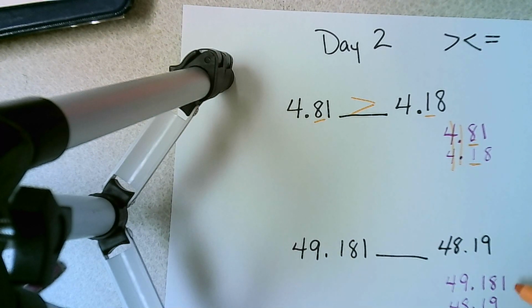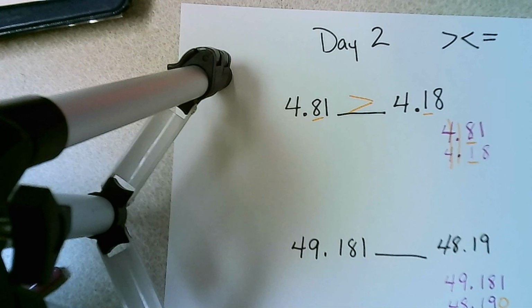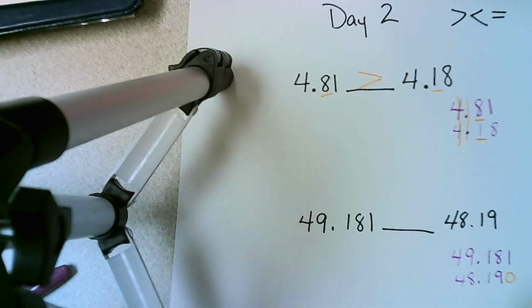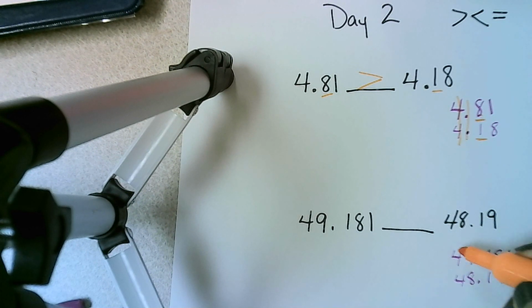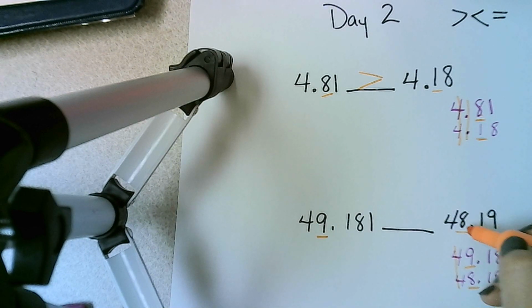Okay. If you want to make them have the same amount of decimals, that's fine, but not necessary, because you're still going left to right. 4 and 4, 9 and 8. We've already got one that's different. 9 is greater than 8. All right.